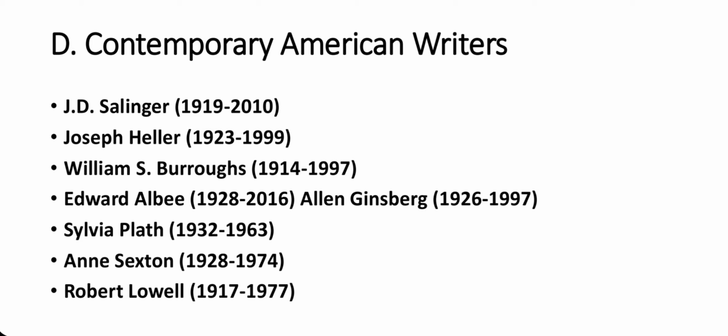First is J.D. Salinger, best known for The Catcher in the Rye, a classic novel of adolescent rebellion. Next is Joseph Heller, author of Catch-22, a satirical novel about the absurdity of war. Next is William S. Burroughs, a key figure in the Beat generation, known for his novel Naked Lunch.